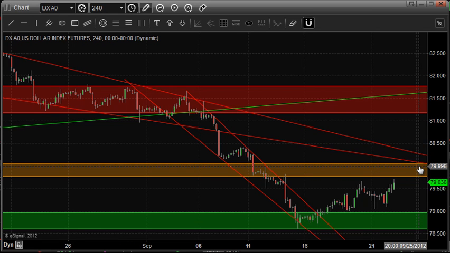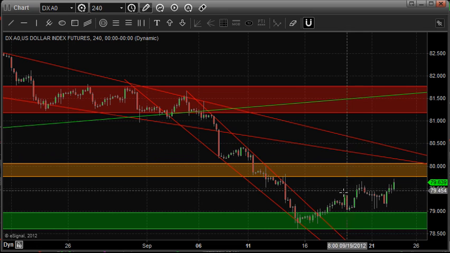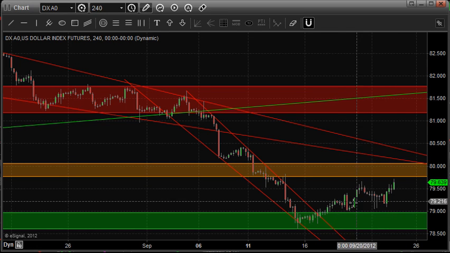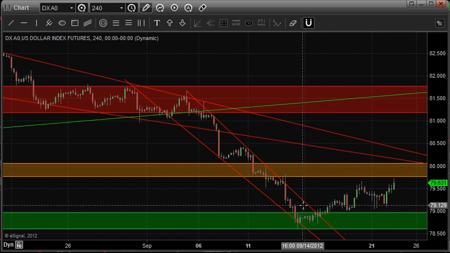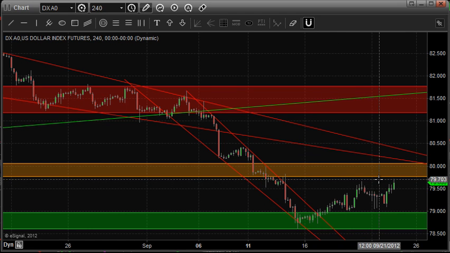Now, I did point out a while ago we could see it continue to work its way all the way up to the 80 level, possibly even 80.50, and that is still possible. It could continue to have this bear flag and work its way up, but we're starting to get a nice long flag here that I think could start to roll over.